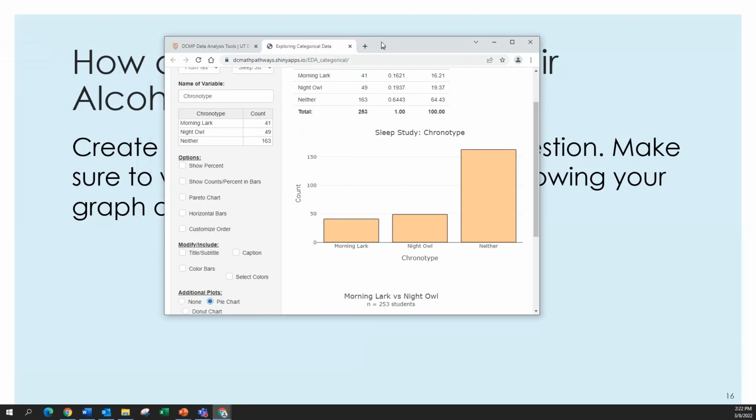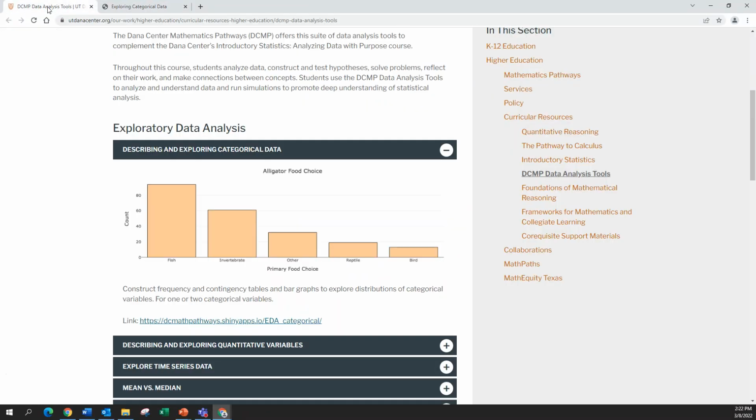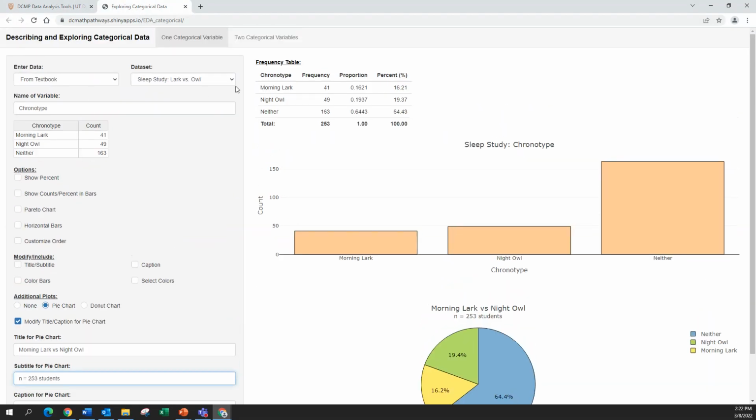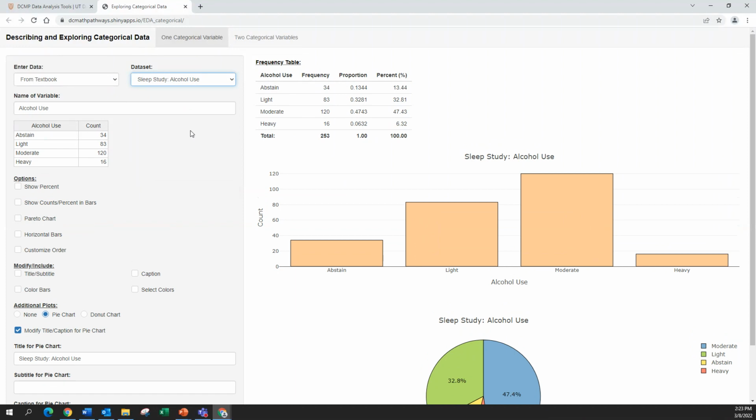So we're going into the same app. From the Lincoln Blackboard, we are staying in categorical data for this. At the top, I'm using data from the textbook, and for this one, I'm using the alcohol use, looking at how they use alcohol. So here are the categories: abstain, light, moderate, and heavy. And this time we were supposed to create a bar graph. So we have this bar graph already created for us. All the categories are there.